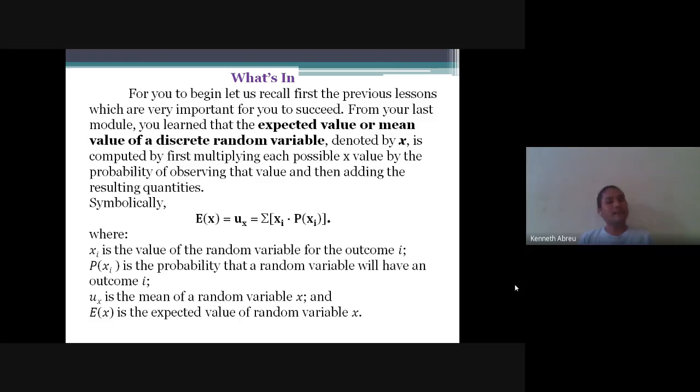So, pagkuha natin ng mean, that would be the summation of x sub i times probability of x sub i. So, x sub i is the value of the random variable for the outcome. P of x is the probability that a random variable will have an outcome. μ sub x would be the mean value of a random variable. And then, E sub x is the expected value of the random variable x. μ sub x, tsaka yung ating E of x is the same. Parehas lamang siyang tinutukoy niya ay mean.